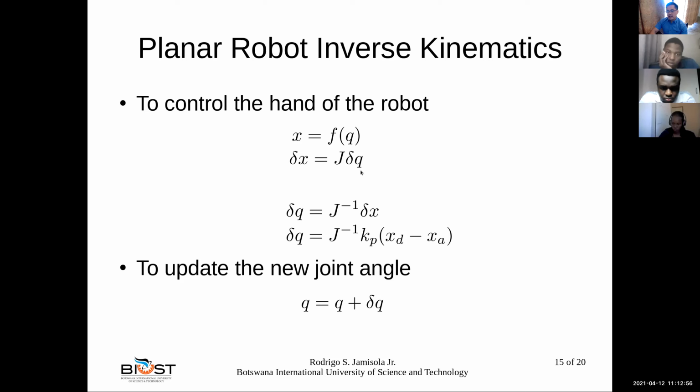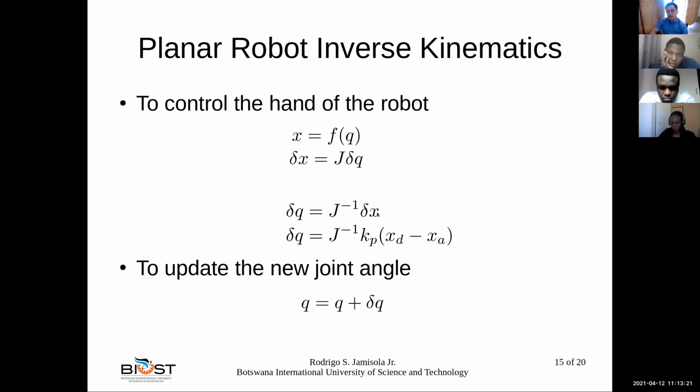If you take the input of delta q, multiplied with J, you get delta x, which means the small incremental movement of x. So it's still a forward kinematics. What we want to do is take the value of delta q, the small increment in delta q. What is that small increment in delta q?